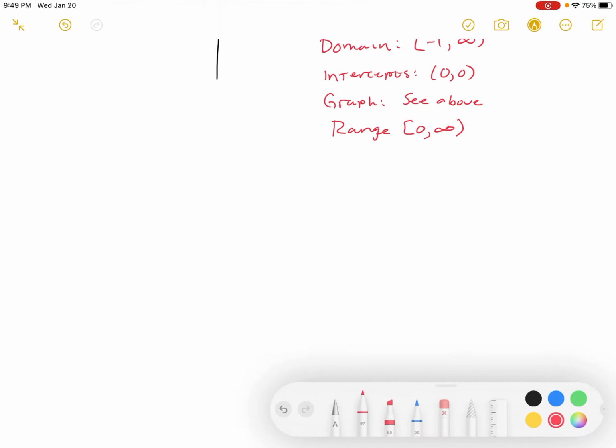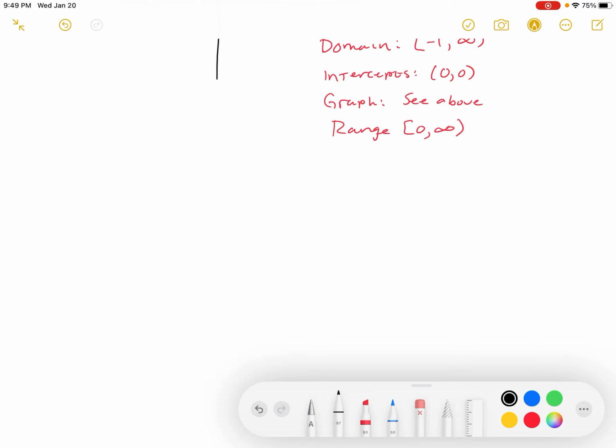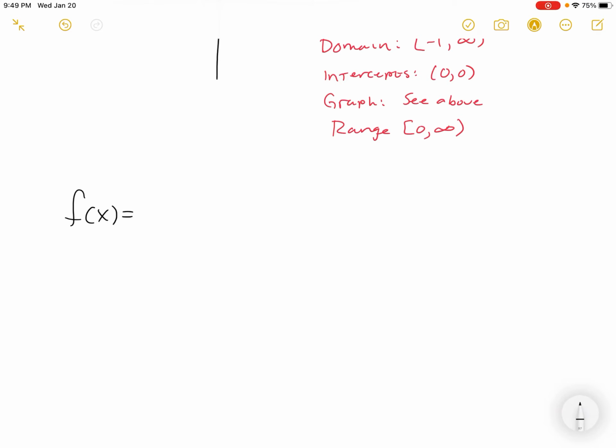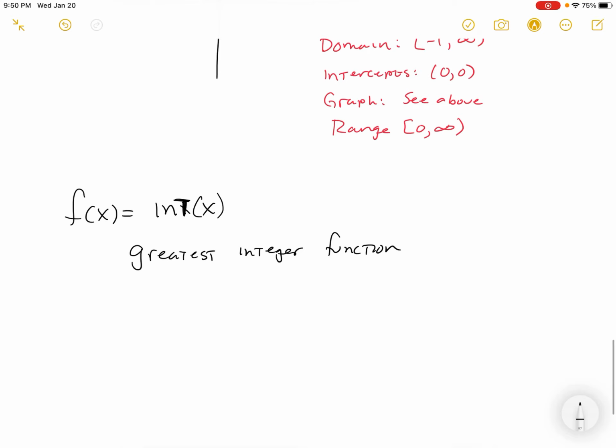The only other thing I think I need to show you is I saw it referred to at the very end of the problem set. They give this function f of x is equal to int of x. So they call this the greatest integer function. What it's designed to do is give you the greatest integer that lies below the number, or that is less than or equal to the number. So the greatest integer function, int x, gives the largest integer less than or equal to x.